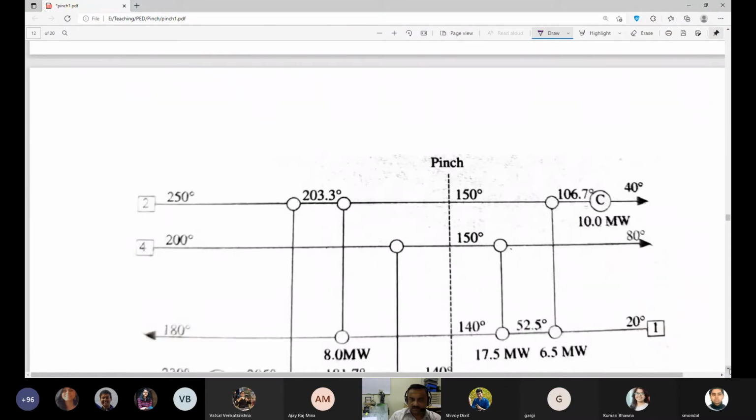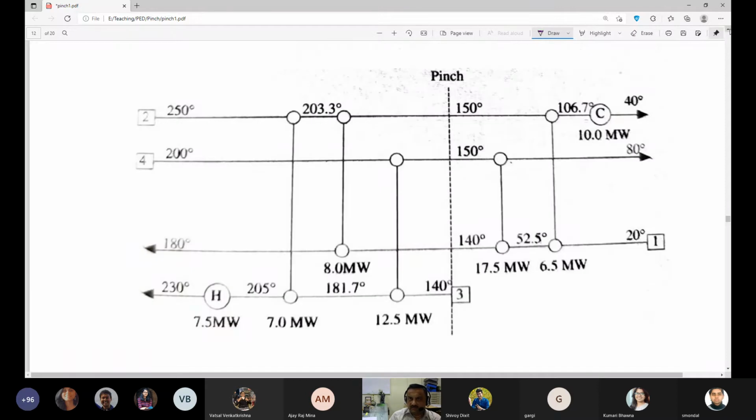So you can draw a grid diagram like this. You have four streams we are talking about: 1, 2, 3, and 4. Out of that, 2 and 4 are being cooled. They are available at 250 and 200 degrees centigrade and they are cooled to 40 and 80 respectively.